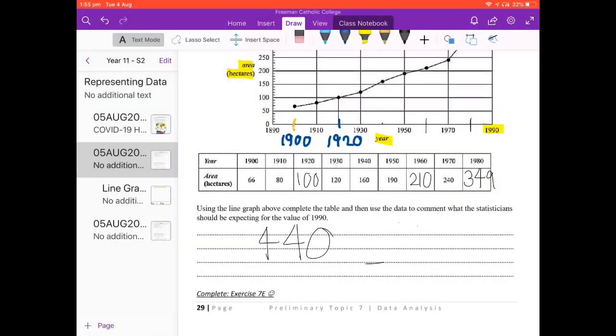So Year 11, at the bottom of the page, it says to complete exercise 7E. I will post 7E onto Google Classroom, and I would like you to do question 1, question 3, 6, 8, and 10 from 7E.